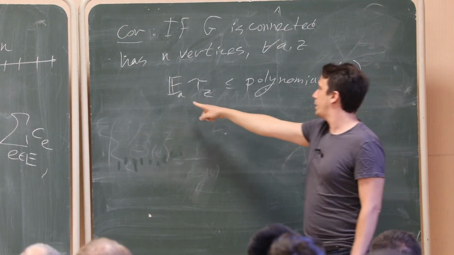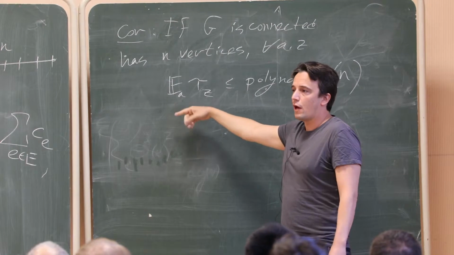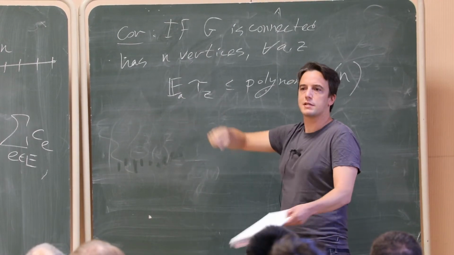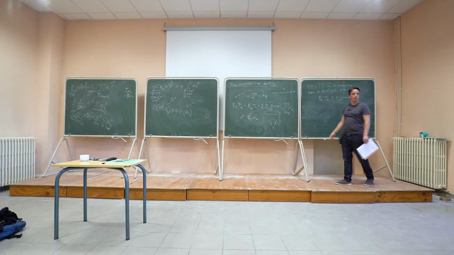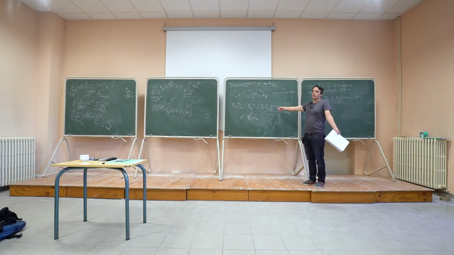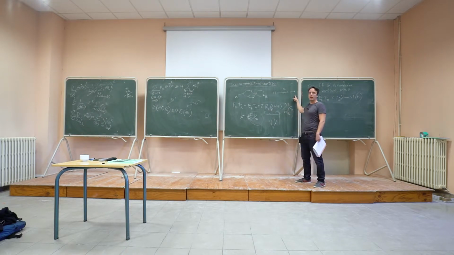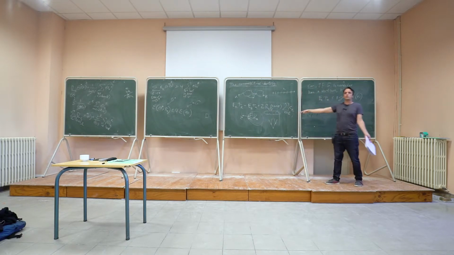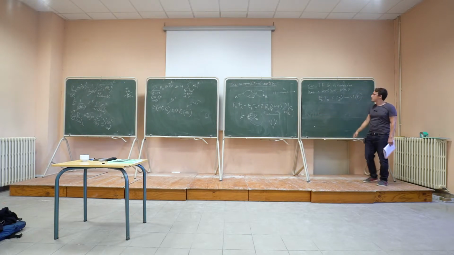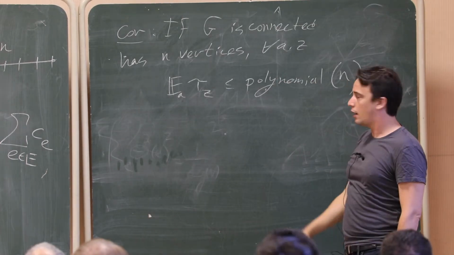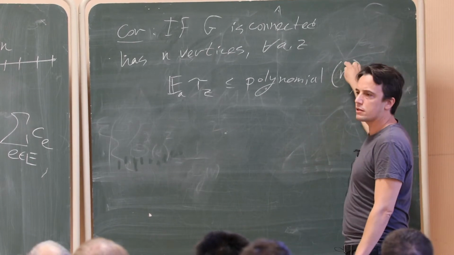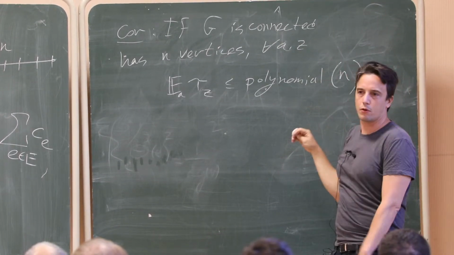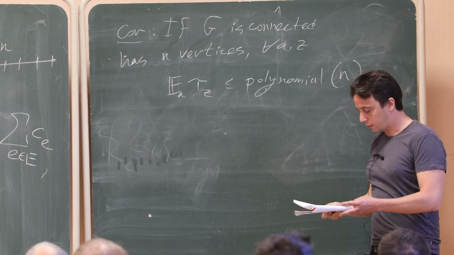This is simply because if a graph has at most n vertices and it's connected, the distance between a and z cannot be more than n. So the resistance is no more than the number of vertices. This is always true and is extremal in the case of a path. And the number of edges is also polynomial, at most n square for a simple graph. So we get here a polynomial. This is all we care about. We're not going to care if it's n square, n cube, n to the fourth, or whatever.